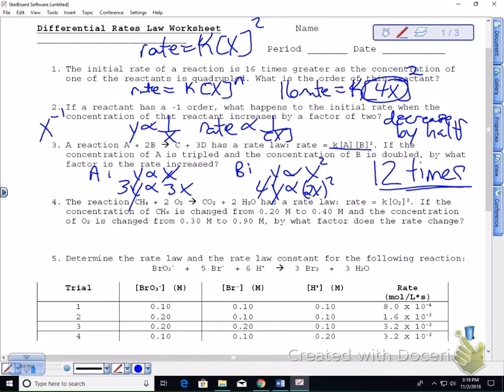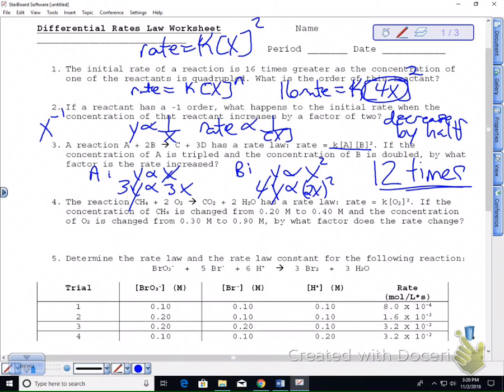All right, then number 4. The reaction methane plus oxygen goes to CO2 plus water has a rate law given. You can see that there is KO2. Interesting. If the concentration of methane is changed from 0.2 to 0.4, in other words, it's doubled, and oxygen is changed from 0.3 to 0.9, in other words, it's tripled, by what factor does the rate change? Well, that's interesting because it asked us about methane, and it's not even in the rate law.